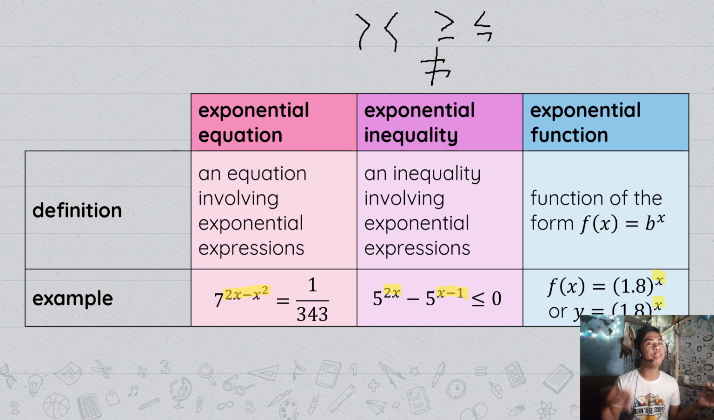And of course, we have exponential function. If the output is expressed as a function of x, or an input, therefore it's an exponential function. So we have here f of x is equal to 1.8 raised to x, or y is equal to 1.8 raised to x. So either f of x or y could be used as an exponential function.